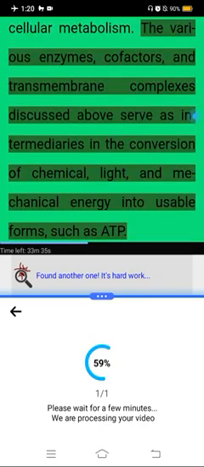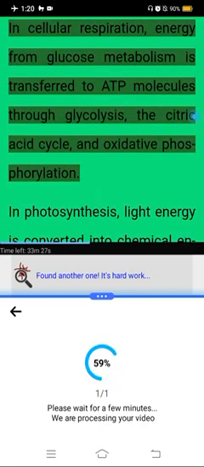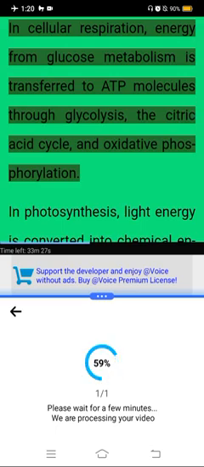The various enzymes, cofactors, and transmembrane complexes discussed above serve as intermediaries in the conversion of chemical, light, and mechanical energy into usable forms, such as ATP. In cellular respiration, energy from glucose metabolism is transferred to ATP molecules through glycolysis, the citric acid cycle, and oxidative phosphorylation.